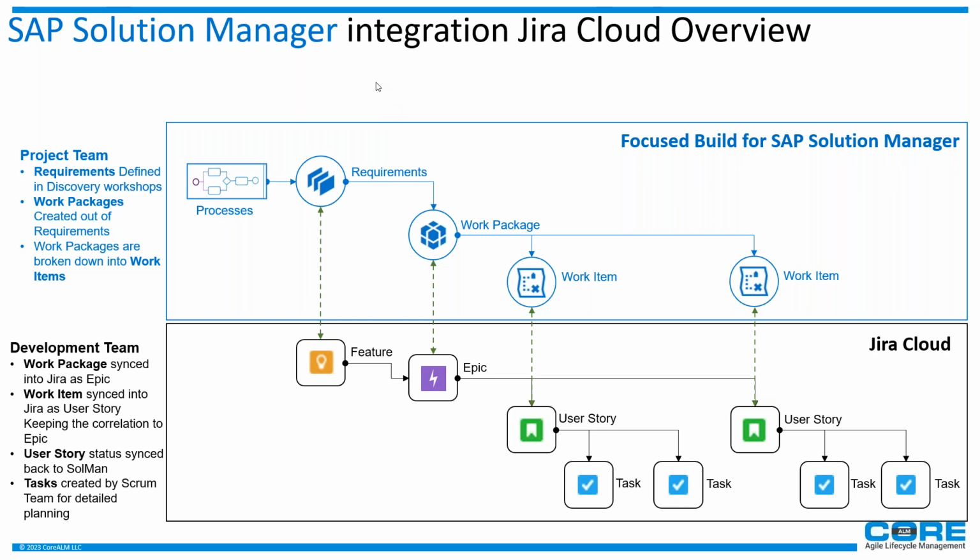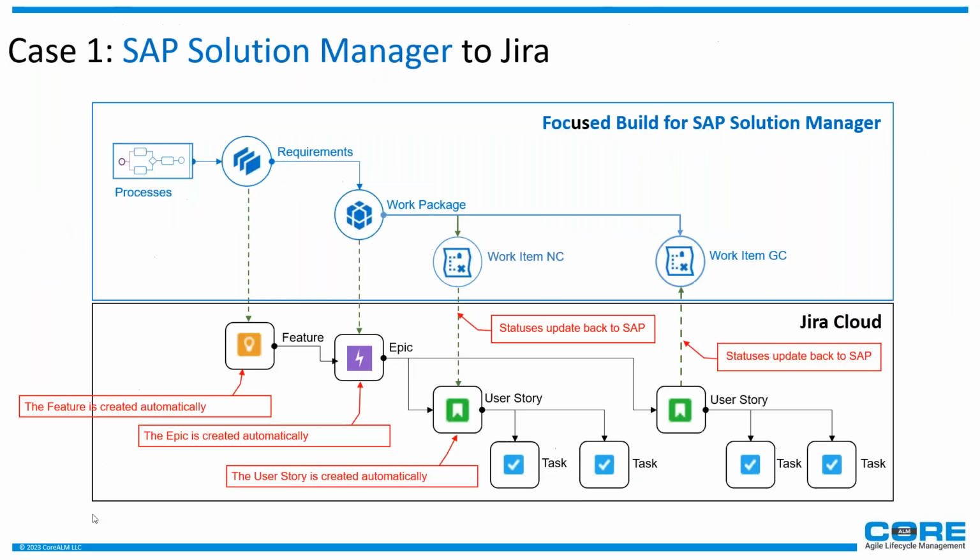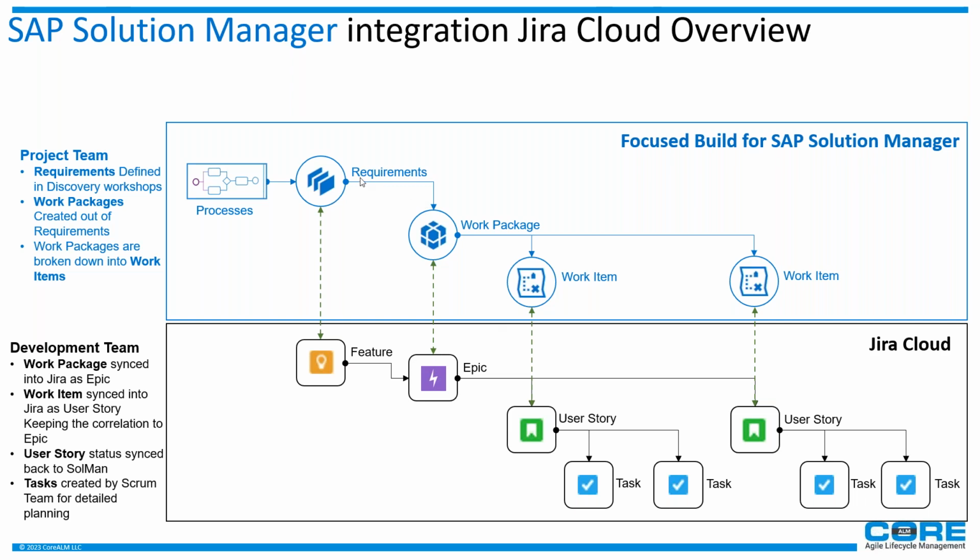And these issue types, or change types as we call them in the SAP world, you can link to Jira, let it be a feature, an epic, or a user story. So if you want to catch the requirements in Solution Manager and move them to Jira as a feature, you can do that. Or if you want to move a work package to Jira as an epic, and a work item to go as a user story, you can do that too.